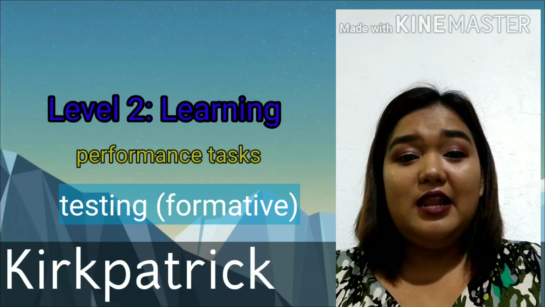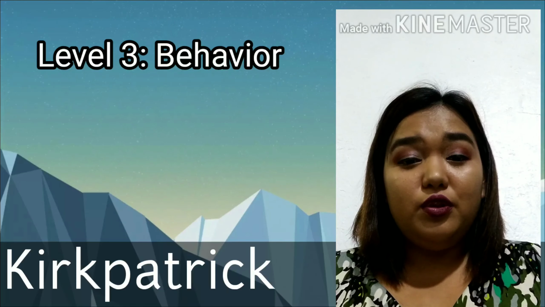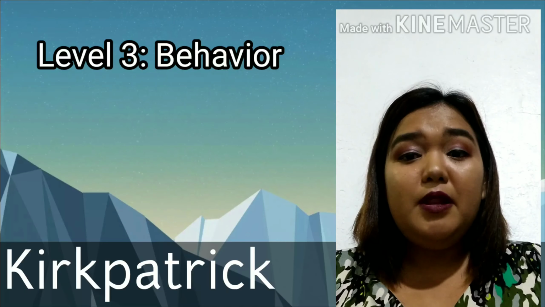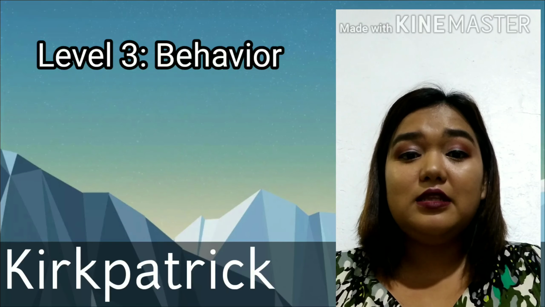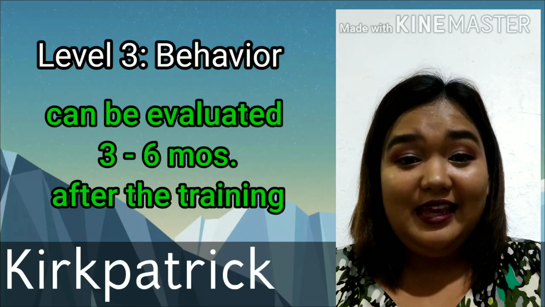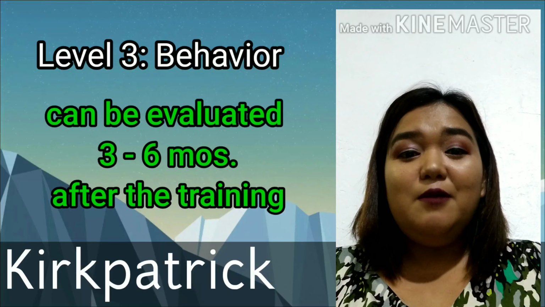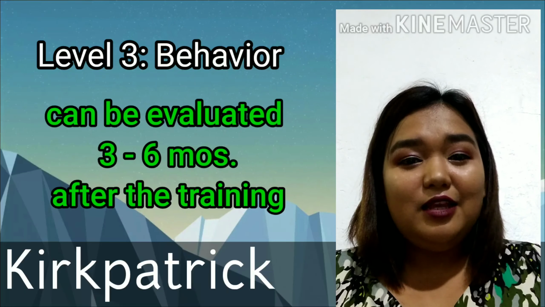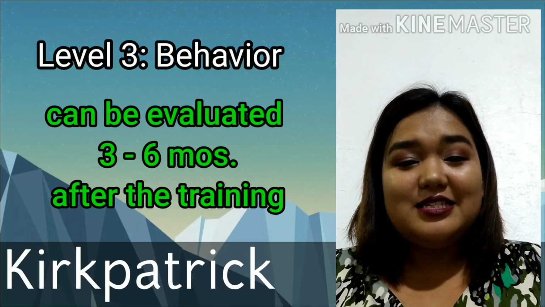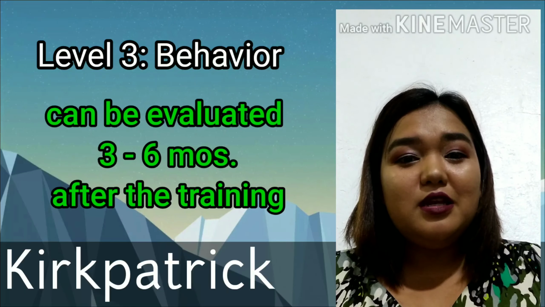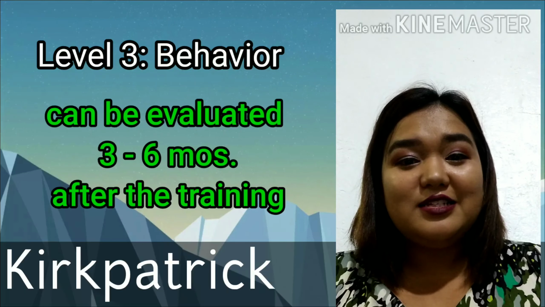Now, pagpunta naman natin sa level 3, it's more on behavior. Hindi natin agad makukuha yung evaluation or yung assessment na gusto natin. Simply because behavior ay makikita lamang or mai-evaluate at least 3 to 6 months after the training. So, ibig sabihin, it shows whether the training produced the behavior or the attitude or the skills that they really wanted to impart to the trainees. So, hindi yun instant. Hindi pagkatapos ng training bukas, mabait na agad yung mga teachers or mabait na agad yung mga non-teaching personnel. Hindi po ganon.